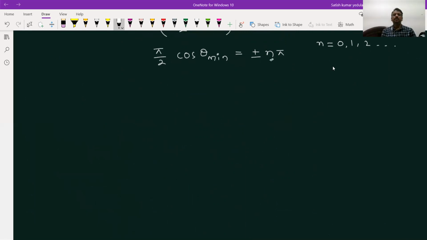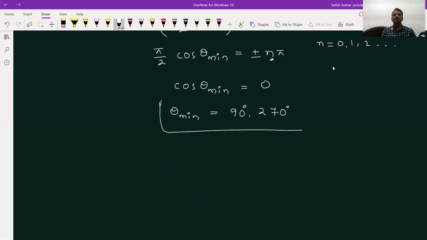Here you substitute n equal to 0, then cos theta minimum will be equal to 0, because 0 divided by pi by 2 is 0. Then obviously theta minimum, what we are getting, is only two values, 90 degrees and 270 degrees. This is the direction in which the radiation is 0.